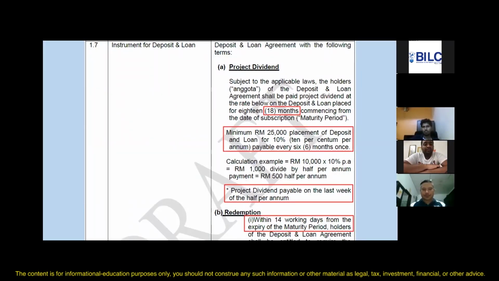So you can see from this instrument that the project dividend will be across 18 months, with a minimum placement of deposit and loan of 25,000 for 10%, payable every 6 months, right? Then you can see the project dividend payable is the last week of the first half per annum, within 14 working days from the expiry of the maturity period. That will be the redemption period. Next slide.